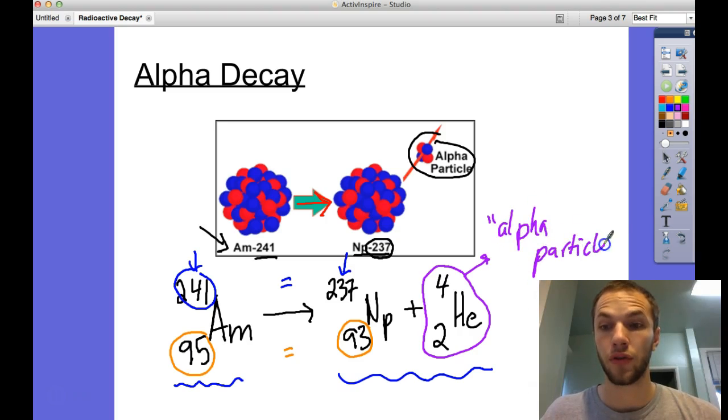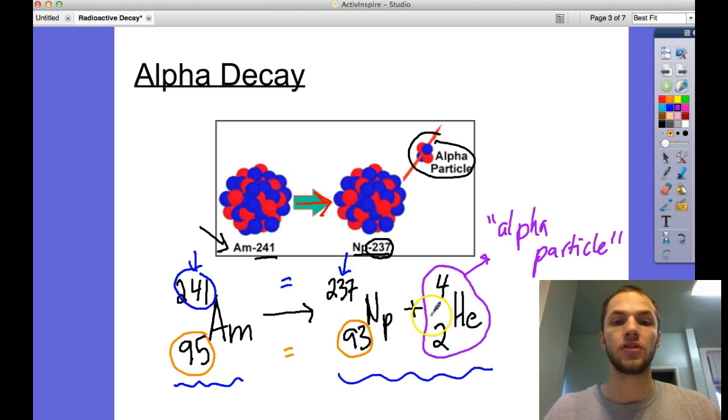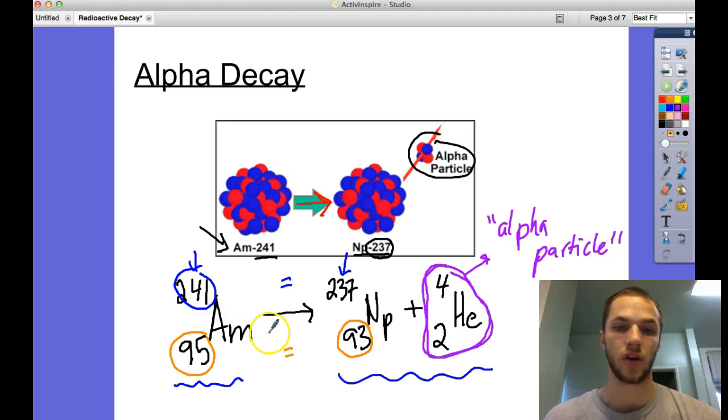So if you remember Rutherford's gold foil experiment, when he was firing alpha particles at the thin foil, he was actually firing helium atoms, little atoms of helium. So when an atom undergoes alpha decay, it releases an atom of helium with a mass of 4. So that's the first main thing to know. The second thing to know is this reaction follows the conservation of mass. So whatever you start with, the mass has to equal what you end with.